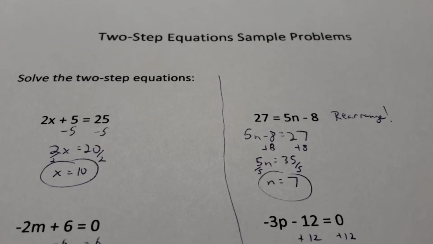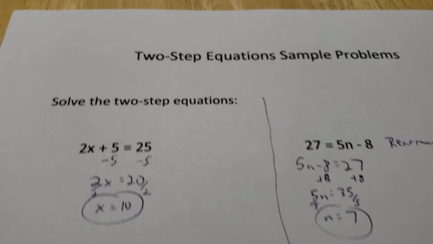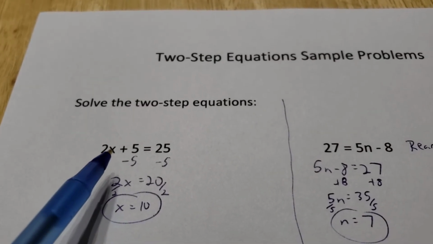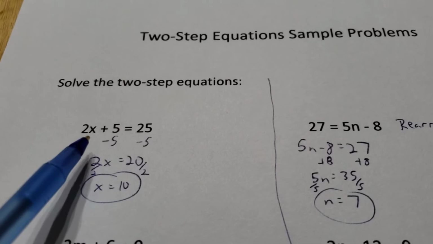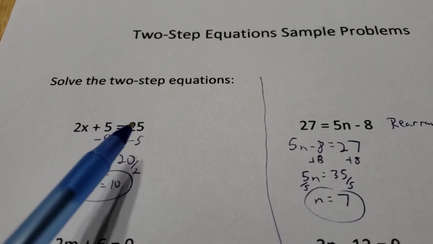Now, our review today will focus on two-step equations. And there's a couple different approaches we'll take on some of these. A two-step equation would be more than one step like we worked on yesterday. For example, we have 2x plus 5 equals 25.